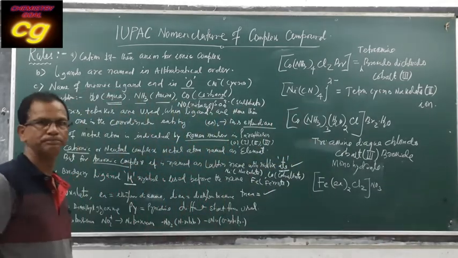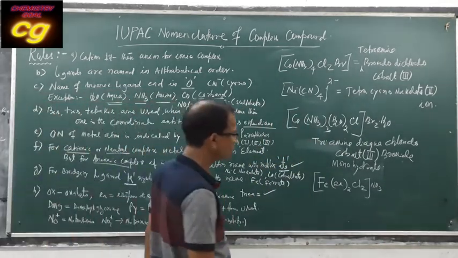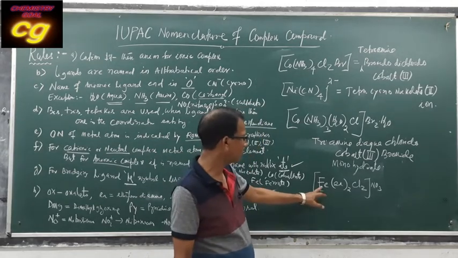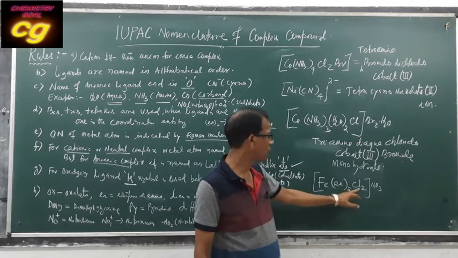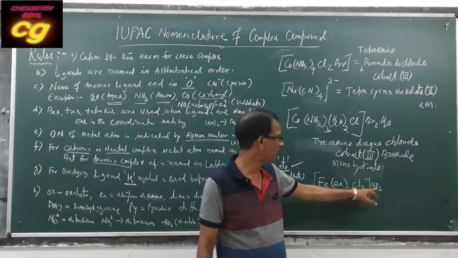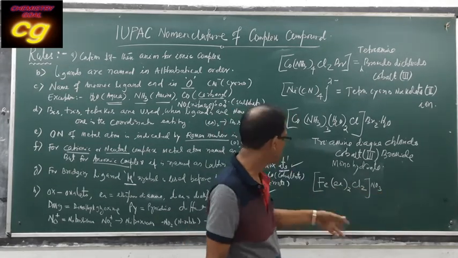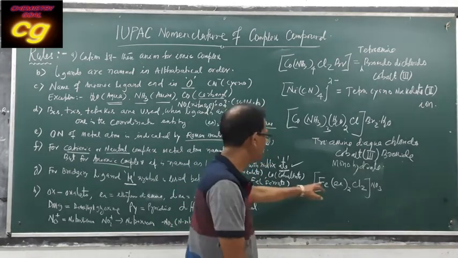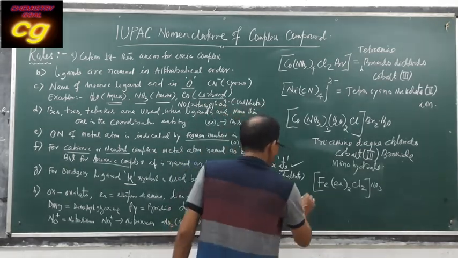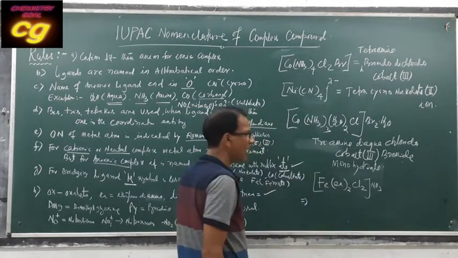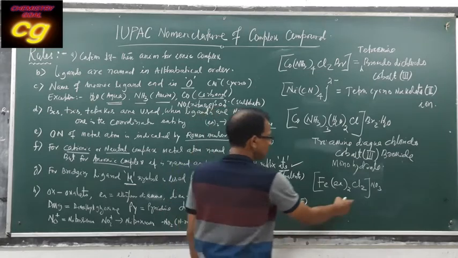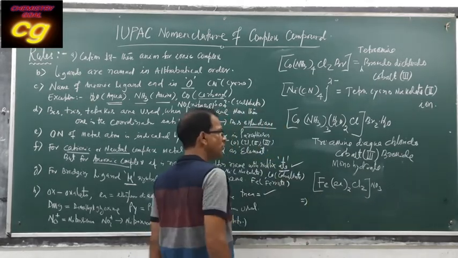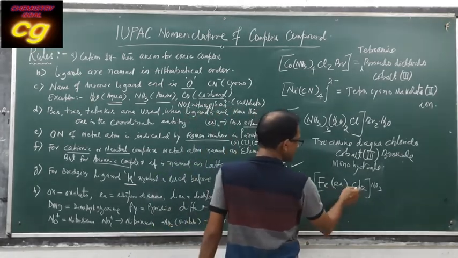In this complex, you have to see what the oxidation number of this ion is. What is the oxidation number of this ion? Now this is 0. Two chlorine means minus 2. One nitrate means minus 1. That is 3. So iron will be 3. Then what is the name? You start with the bracket. That is the coordination sphere, you start.